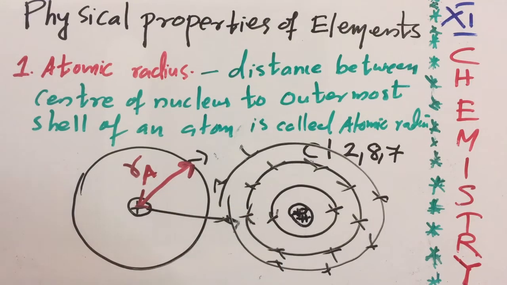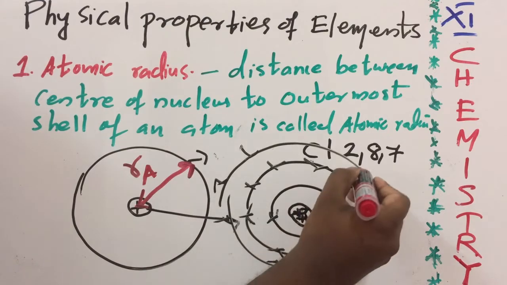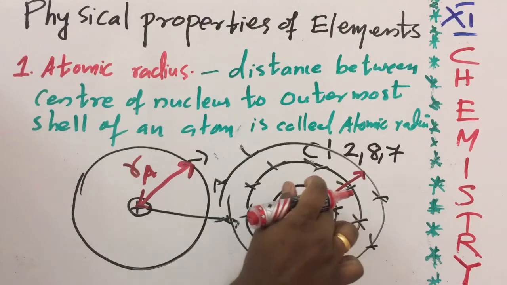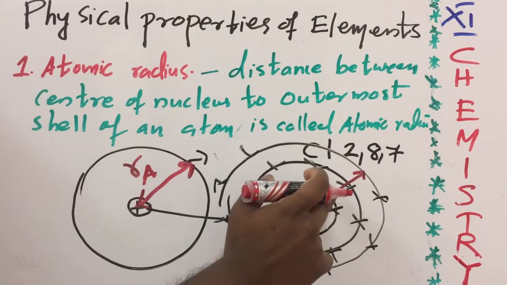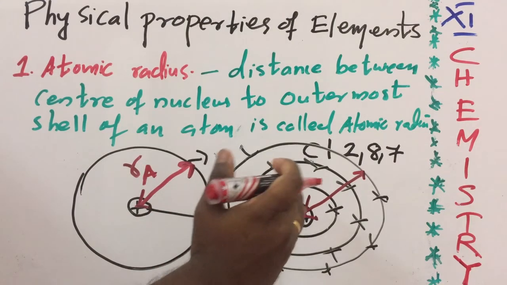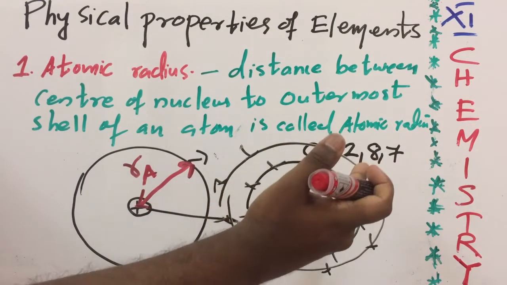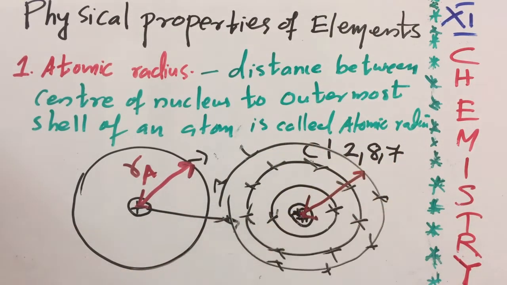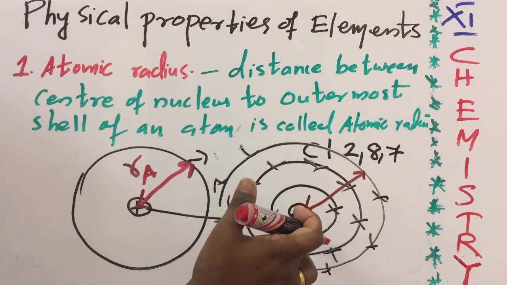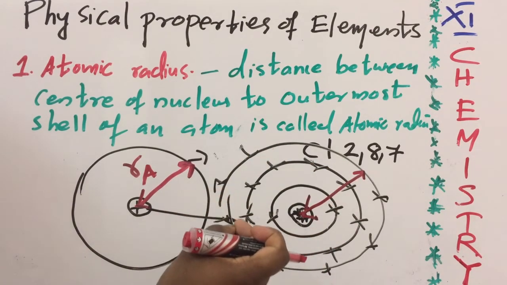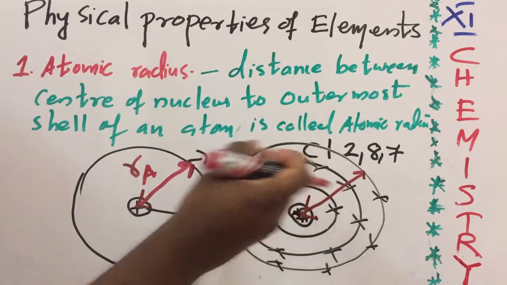And what is the atomic radius of chlorine? Take the distance from the nucleus to the outermost shell, and this distance gives the value of the radius of chlorine. Okay, like this you can find the atomic radius of different elements. Depending on the atomic number, the radius of the element also changes. But we know that the size of an atom is generally very small.